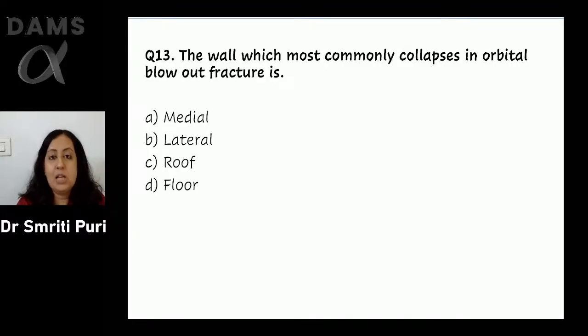We are left with the last 2 questions for this session. Very simple, straightforward questions, told in my class also many times. So please answer. The wall which most commonly collapses in orbital blowout fracture is: A, medial; B, lateral; C, roof; D, floor. So what would be the correct answer here?